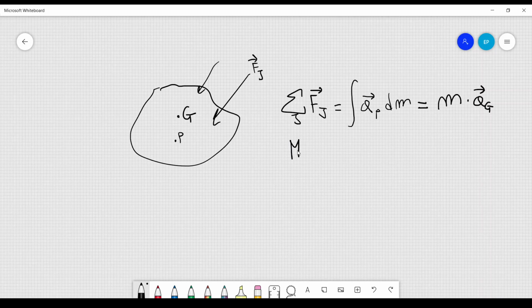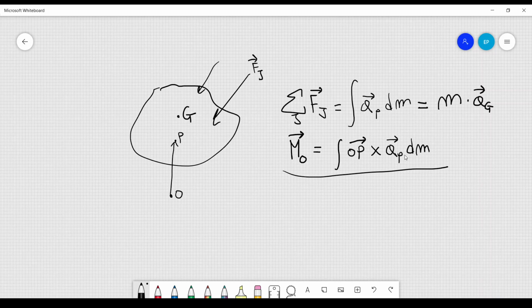So the total moment M, calculated with respect to some point O, is by definition an integral of the position vector OP. So let's say that we have fixed a point O here, and we want to determine the moments with respect to the point O. We have to take the cross product with the acceleration vector AP and multiply by the infinitesimal mass dm. Now this formula can be rewritten. We want to rewrite this formula in terms of something that we know.